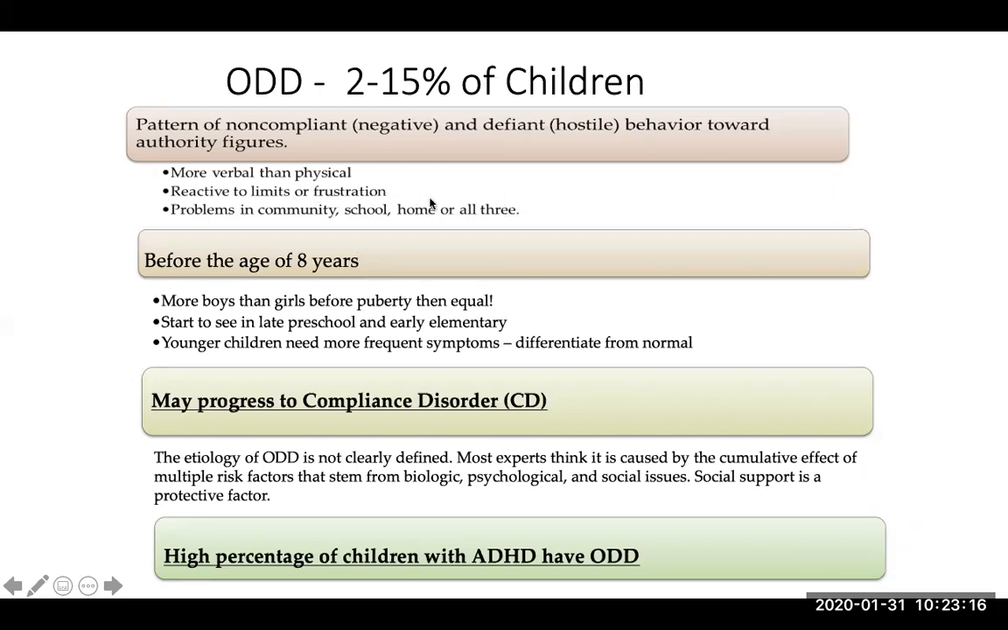I've seen some kids that have a lot of anxiety that behave fine at school and are very challenging at home, and they still meet criteria for oppositional defiant disorder. It usually happens before age 8 and happens more in boys than girls.